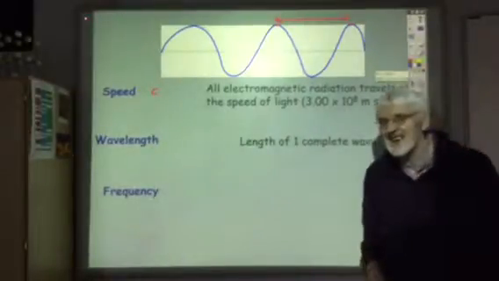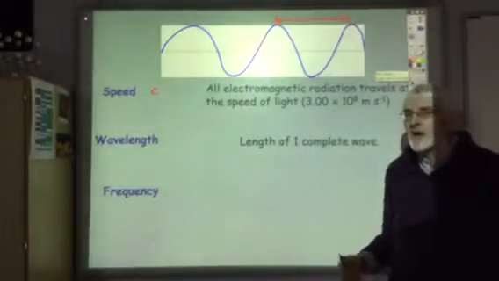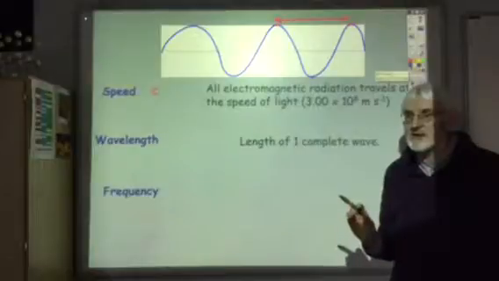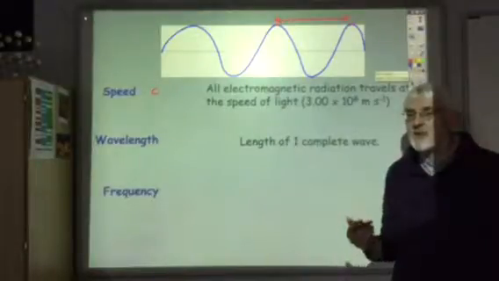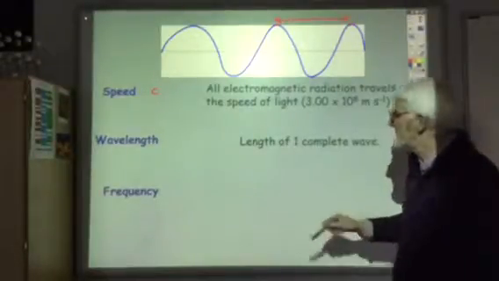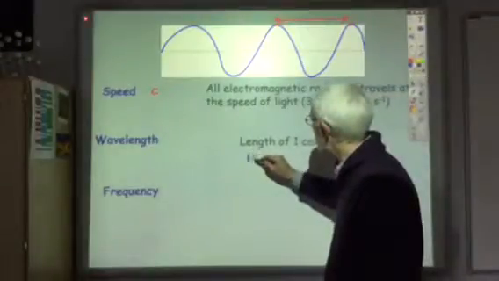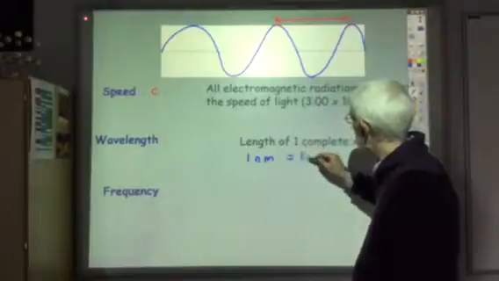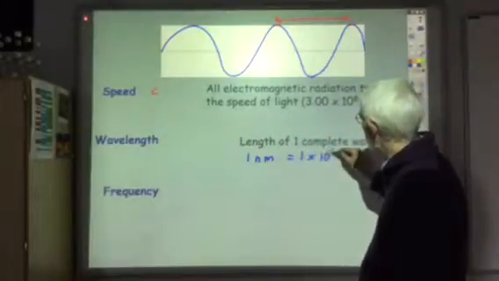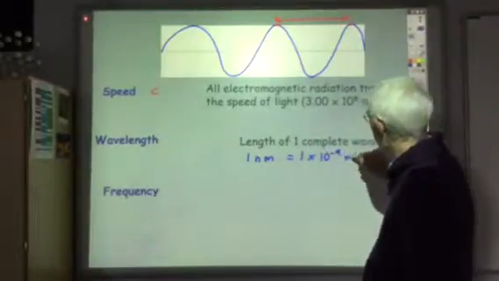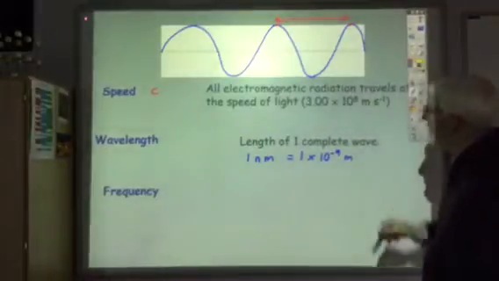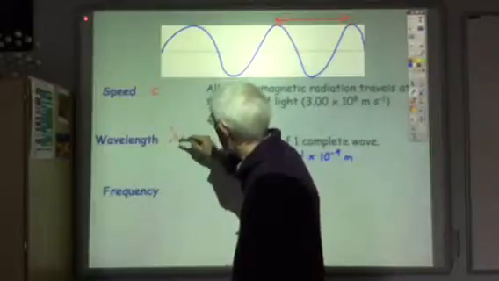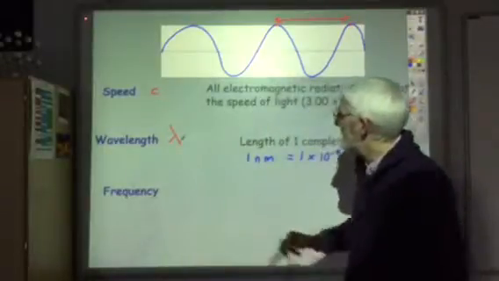In Advanced Higher Chemistry, the part of the electromagnetic radiation spectrum that we're interested in, we tend to measure the wavelength in nanometers. So very often you'll come across the unit nanometer. 1 nanometer equals 1 times 10 to the minus 9 meters. The symbol for wavelength is a Greek letter, lambda.